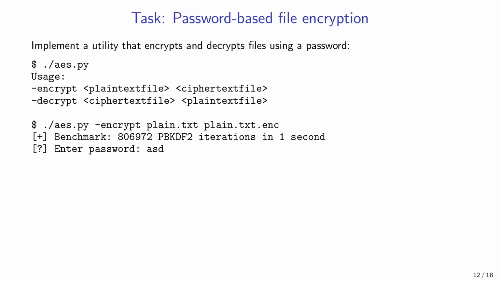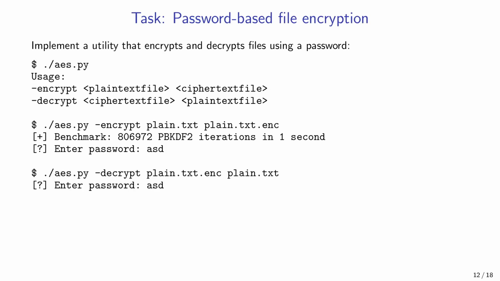So on my computer, it can perform around 800,000 iterations in 1 second. And this number then must be used as the iteration count to derive the encryption key. Then the utility asks for a password, derives the keys, and encrypts the file.